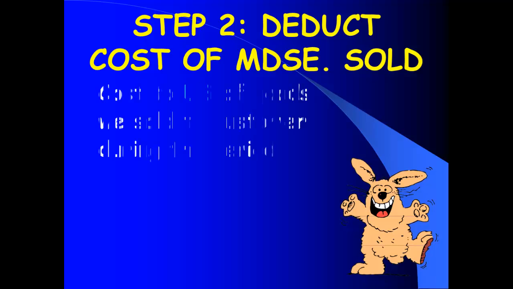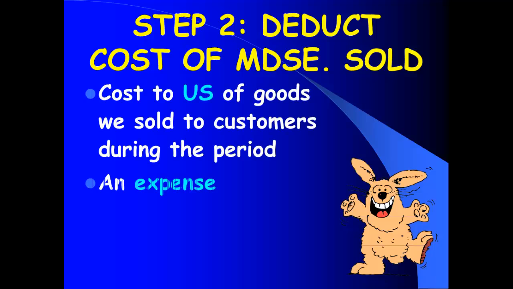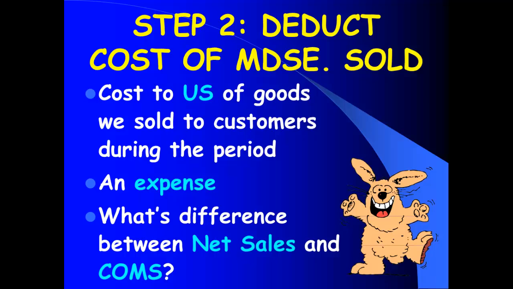From that, I'm going to subtract cost of goods sold. Cost of goods sold is an expense. The merchandise that I sold this period, how much did it cost me? That is cost of goods sold. What is the difference between net sales and cost of goods sold? Net sales says that the items I sold this period, how much did I get for them when I sold them? Cost of goods sold said those same items that I sold this period, how much did they cost me when I bought them? Which of those two numbers do you hope is bigger, net sales or cost of goods sold? I hope the net sales is going to be bigger than my cost of goods sold.